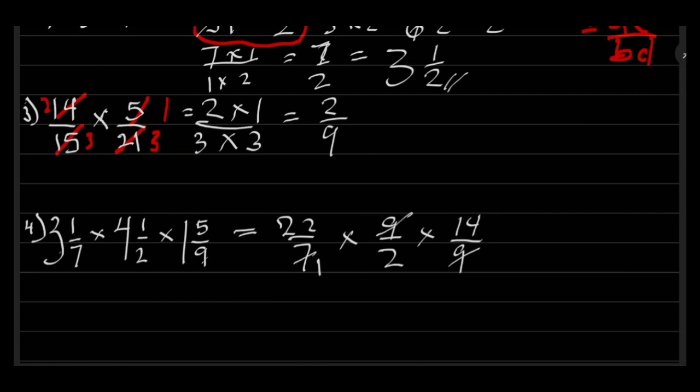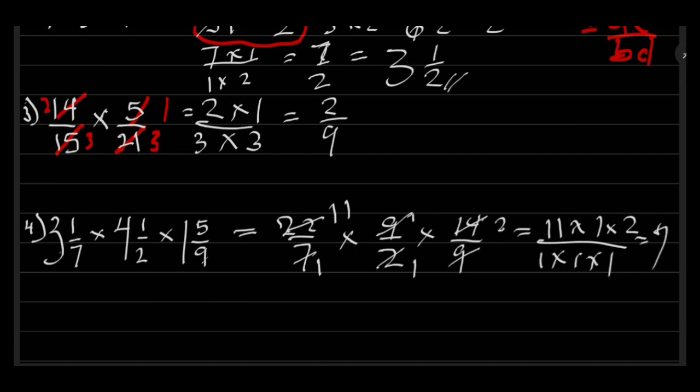2 into itself 1. 2 into 14, 7 into itself 1. 7 into 14 will be 2. 2 into itself 1. 2 goes here 11. So we have to have 11 times 1 as we had here times 2 all over 1 times 1 times 1.